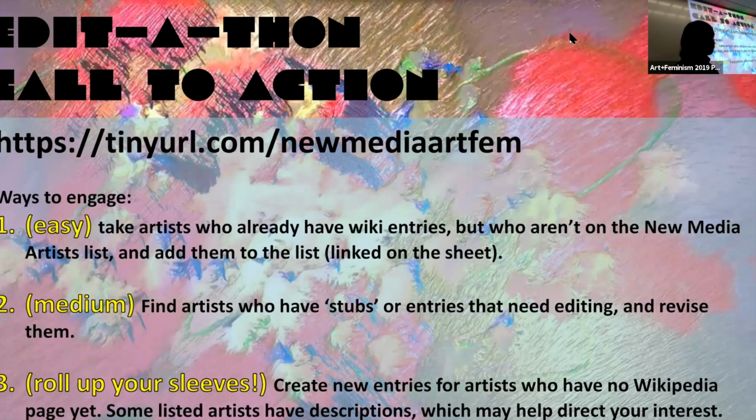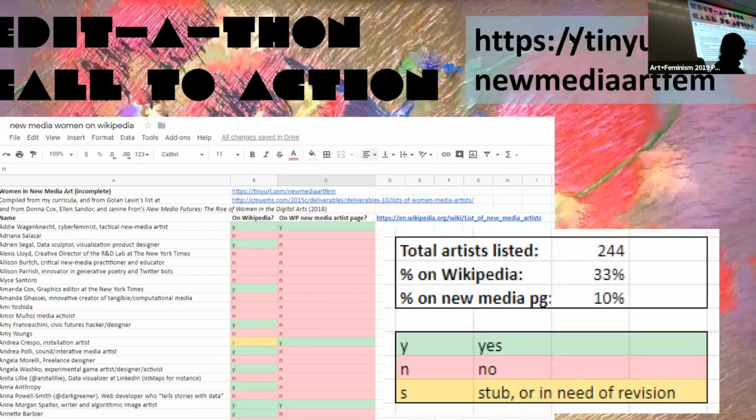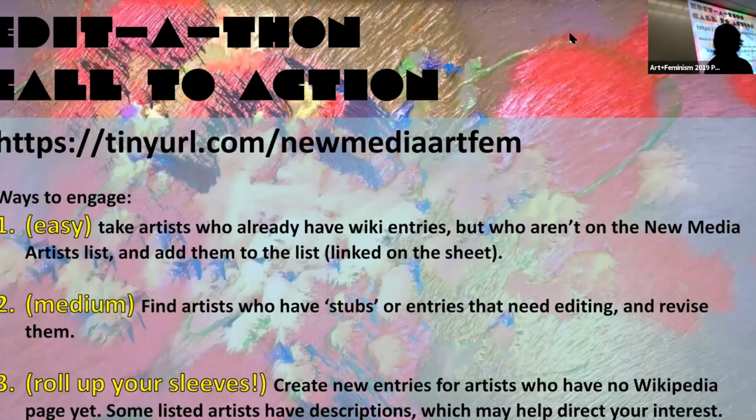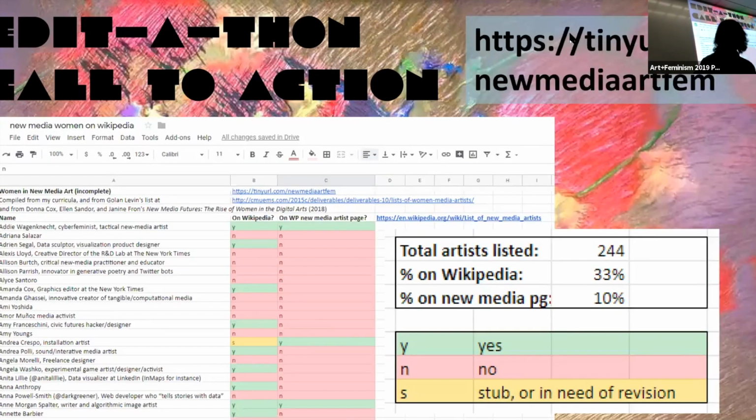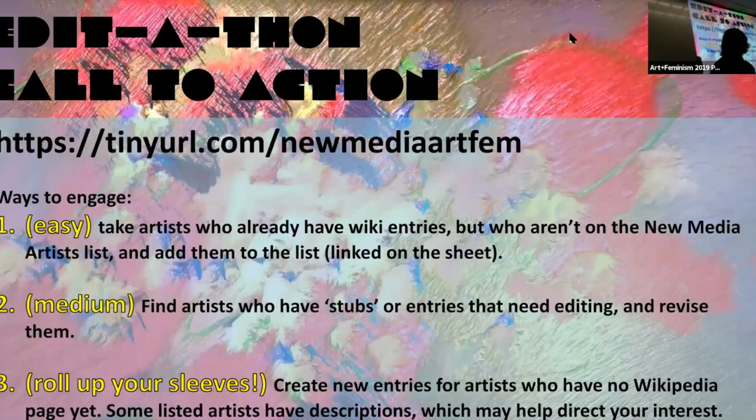Medium level, I have some artists whose articles I've identified as stubs or their entries are flagged for revision. Those are things that you can just do minor edits to. And if you are really engaged by any of these statistics or this field in general, if you feel like rolling up your sleeves, you can create new entries for any of the artists who don't have a Wikipedia page yet. I haven't done it for everyone, but a lot of the artists do have descriptions pointing in the direction of what their practice is. So if you see someone that seems really exciting, even if you don't already know about them, and you are spurred to action, you can make a whole page for somebody and add them to the list.